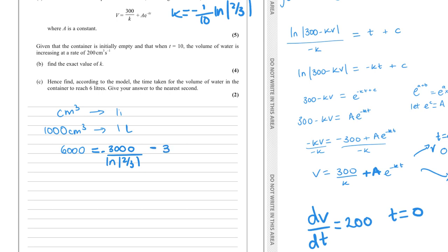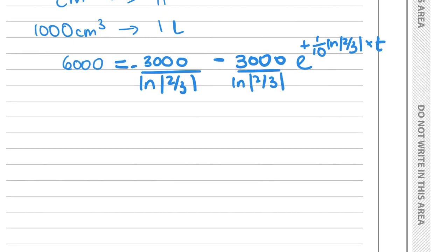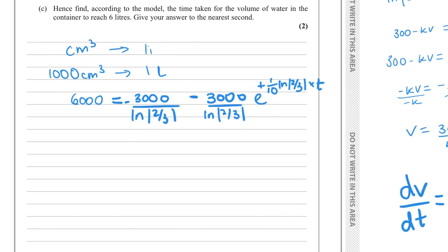Minus 300 over k, it's the same again, ln 2 over 3, e to the plus 1 over 10, ln 2 over 3 multiplied by t. Brilliant. It wants it to the nearest second, so we can use a calculator to help us out. In my calculator, I'm going to add this to both sides and divide both sides by this.